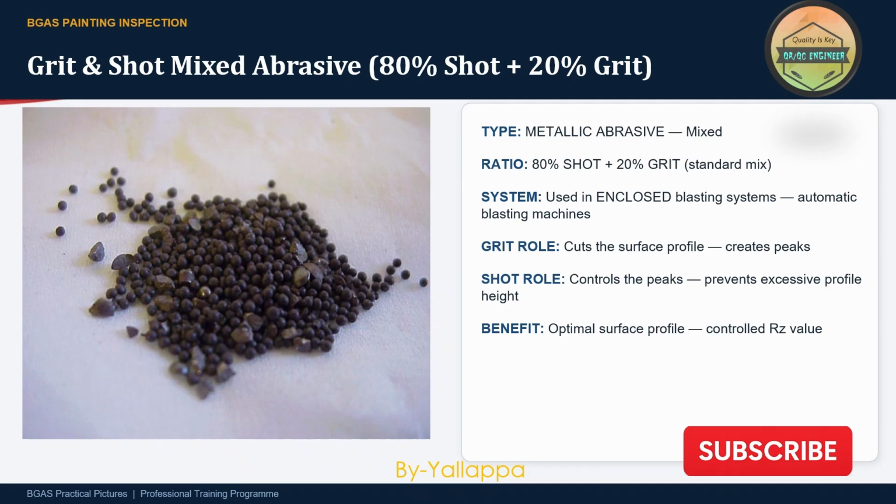This slide shows a mixed abrasive system. A typical mixture consists of approximately 80% shot and 20% grit. The grit creates the profile while the shot controls excessive peak height. This combination provides efficient cleaning and consistent surface preparation. Many fabrication shops use this method for automated blasting operations. Remember: grit creates. Shot controls.